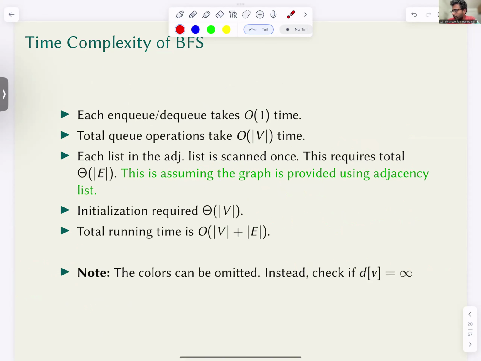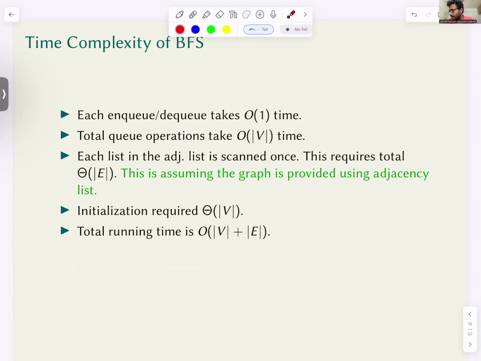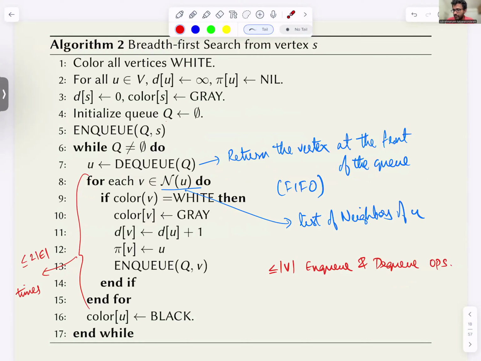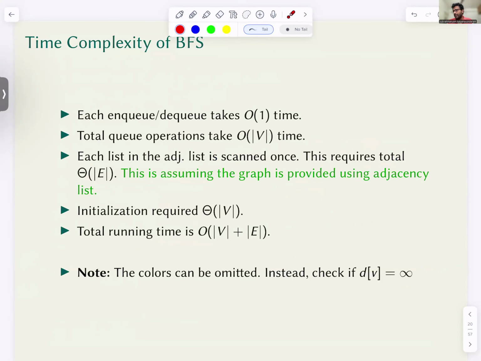Okay, one other point is that the colors are just something that is easy for us to visualize, but the colors don't really add significant information. Instead of asking if the color is white, you could just check if d of v is infinity, because whenever the color is white, d of v is infinity, and when you make the color gray, you are assigning a finite value. So it is equivalent to check if d of v is infinity.